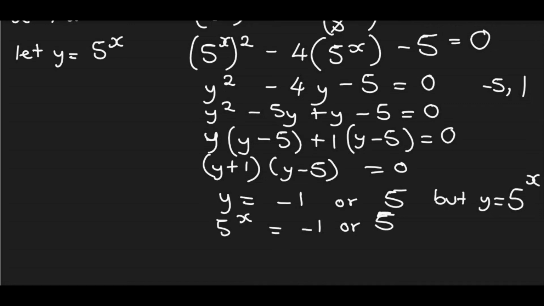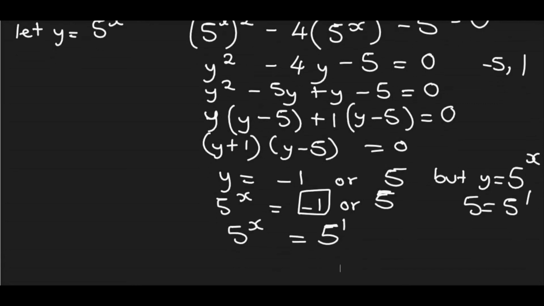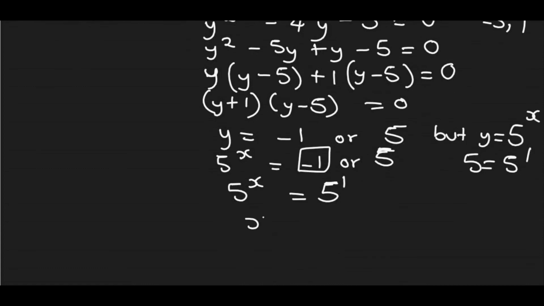So we can leave minus 1 and move on to 5 to the x is equal to 5. This one we can actually simplify. We know that 5 is the same as 5 to the power 1, so we can just write 1 here. So our x will be equal to 1. This is our final answer: x will be equal to 1.